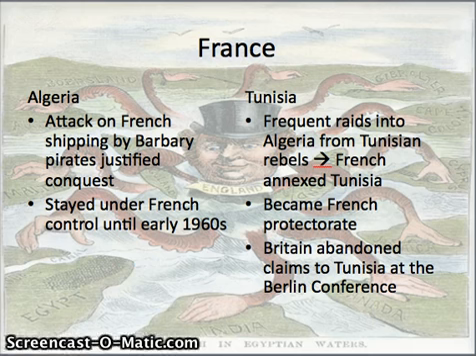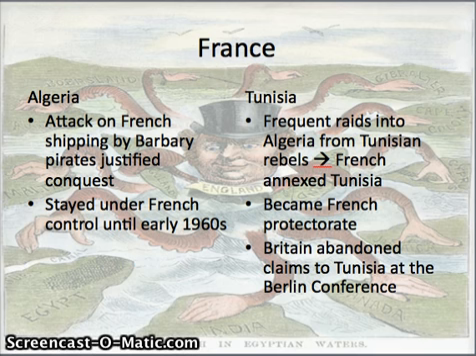Okay, so two of France's most significant colonies are Algeria and Tunisia. Algeria they had controlled ever since 1830. The reason why they were able to justify their control was because French shipping was continuously attacked by Barbary pirates. They were actually Ottoman pirates, but they were operating from North Africa because remember the Ottomans controlled parts of North Africa at their height. So basically the French used these attacks as a pretext to conquer Algeria, and they do. Algeria actually remains under the control of the French until the 1960s.